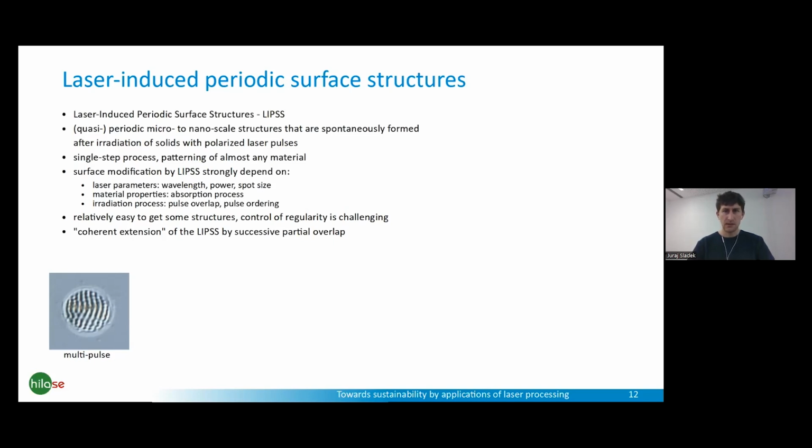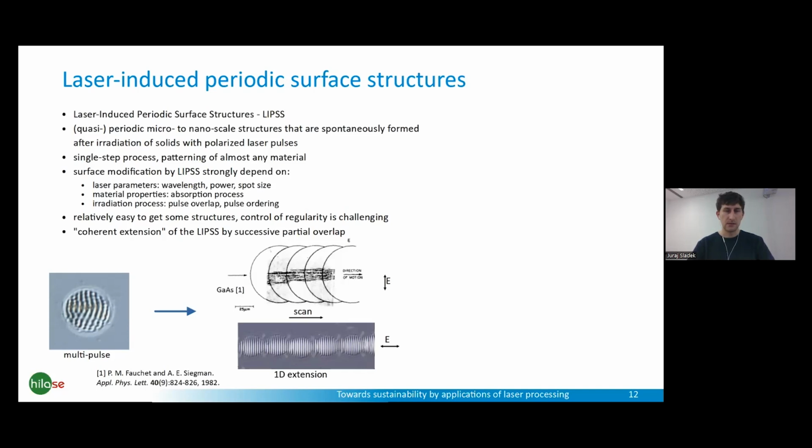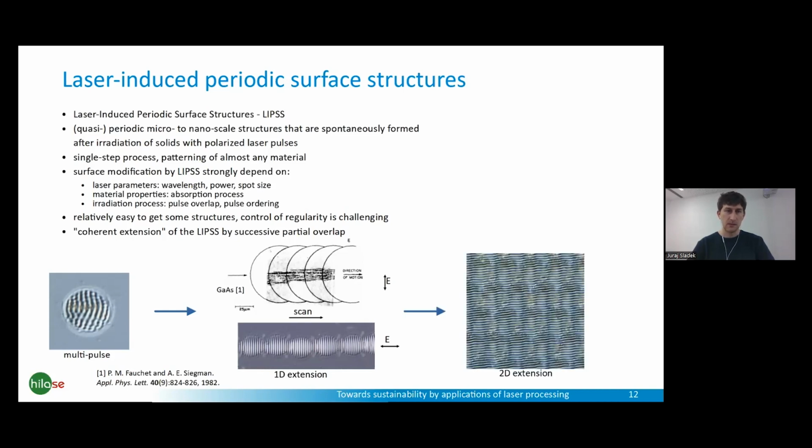Formation is understood as a result of interference of surface scattered waves with incoming light. So if I apply several pulses to the same position, we'll get structures which are typically perpendicular to the polarization vector. If we then continue to scan with the laser pulses along the surface, these structures will align, or they will follow the previous pattern, and they will be extended along the line, and then overlapping the lines will produce a surface with aligned microscopic structures.